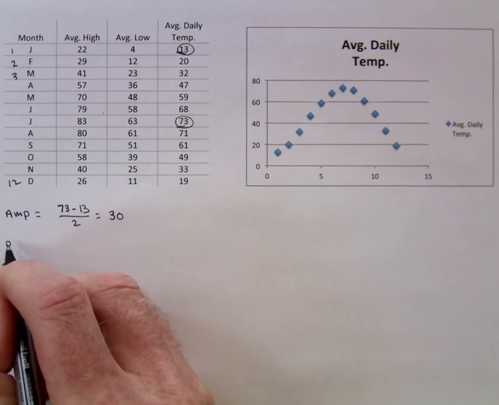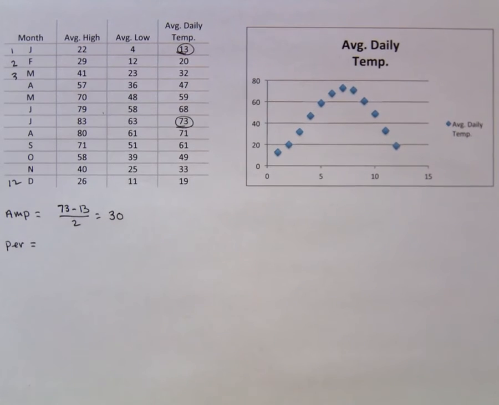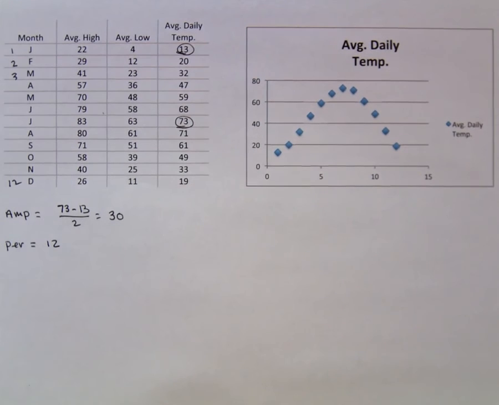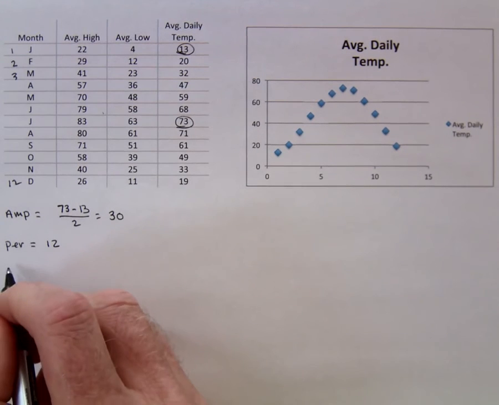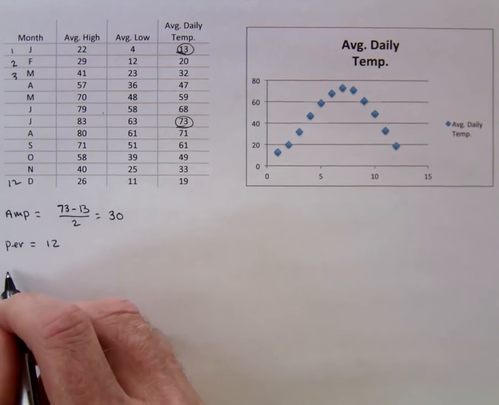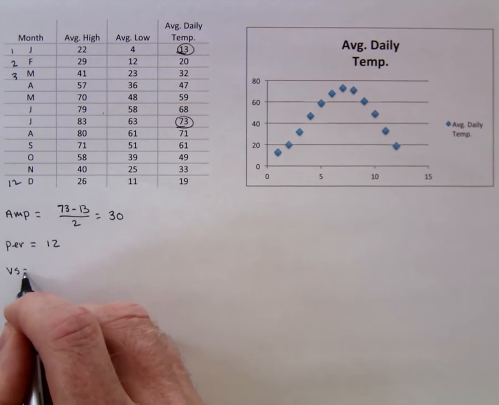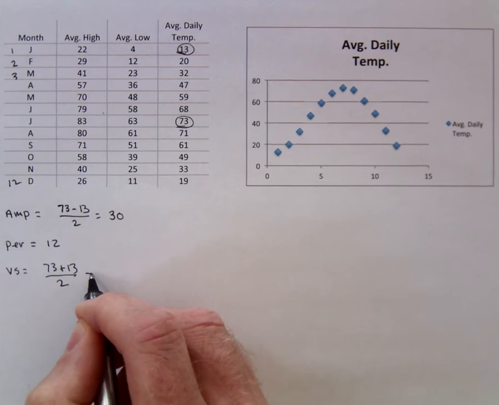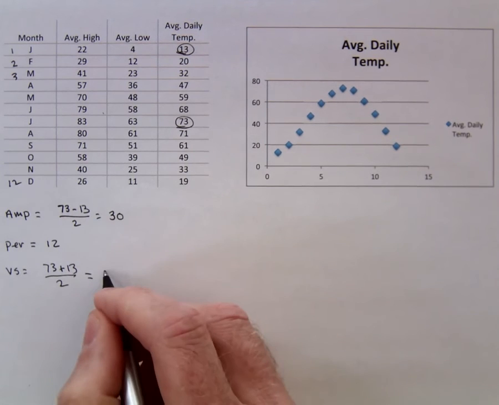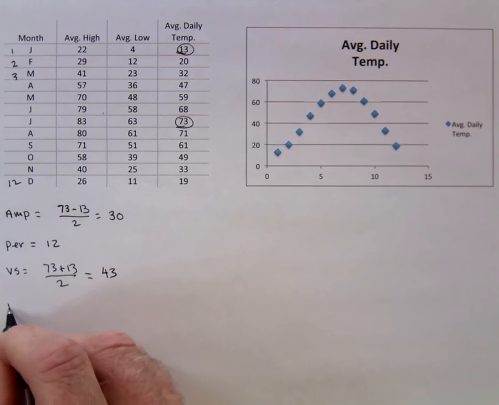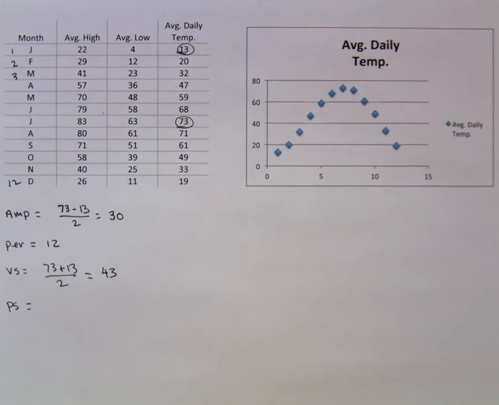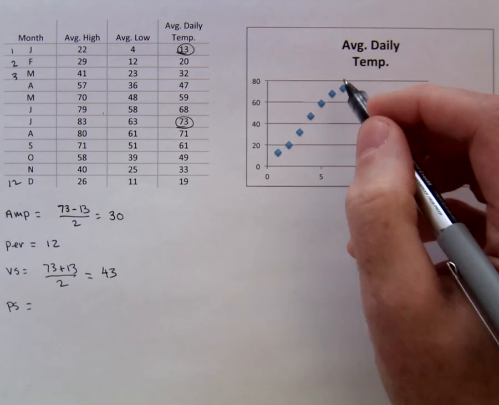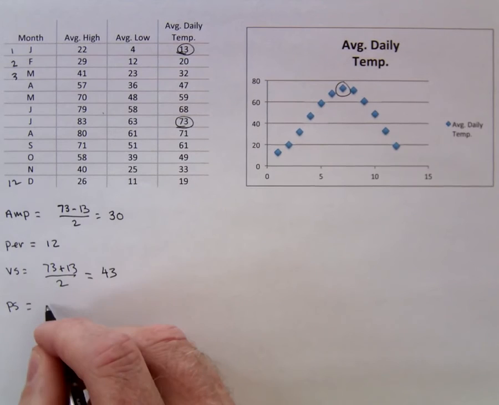The period, since we're working in months and this is an annual cycle, will just be 12. The vertical shift will be the average of the maximum and minimum, and so it will be 73 plus 13 all over 2. That's 86 halves, or 43. And then the phase shift will depend on the choice of parent function. But if we were to choose the cosine, then it would just take us out to this maximum in July, and that would be 7.